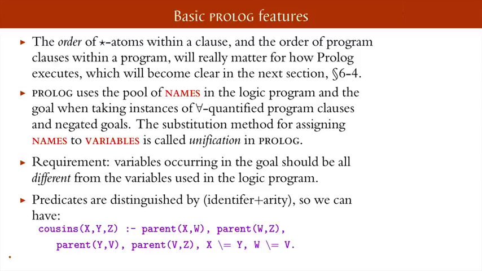Predicates of arity 1 or more must have parentheses separating the predicate name from the terms, the names or variables occurring as arguments, with commas between the arguments. Predicates are distinguished by their identifier together with their arity. So, for example, we can reuse the identifier cousins and also have a 3-place predicate that holds between X, Y and Z if X and Y are cousins and Z is their common grandparent.